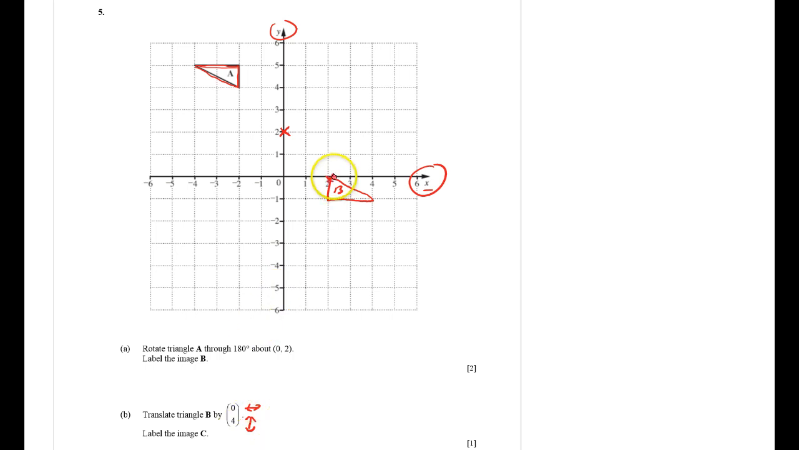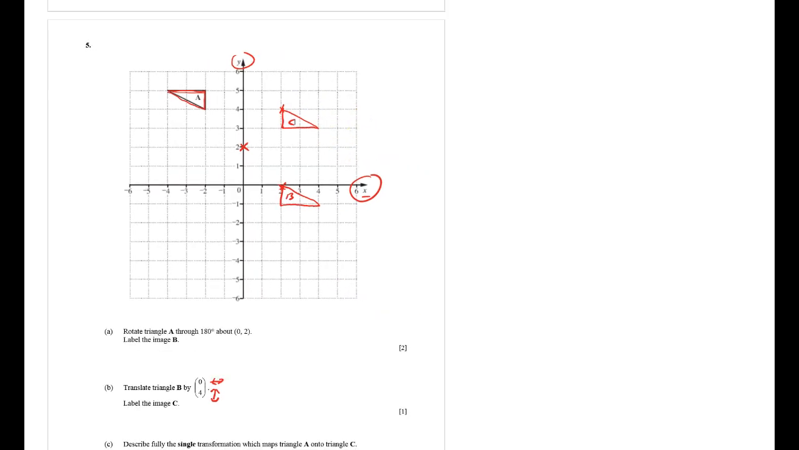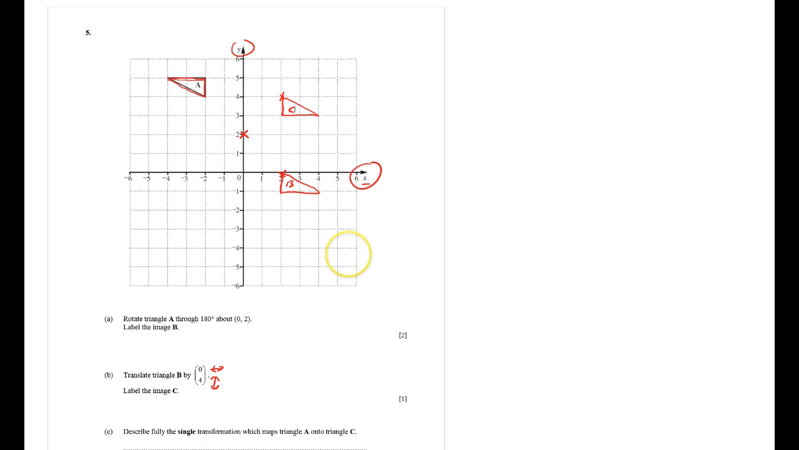I always choose just one point when I'm doing translation, because it's just like a slide. And it goes 1, 2, 3, 4. That one goes to there, and then I draw the rest of it in at this stage here, and it says label it C.